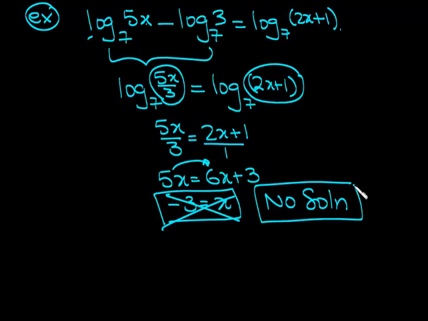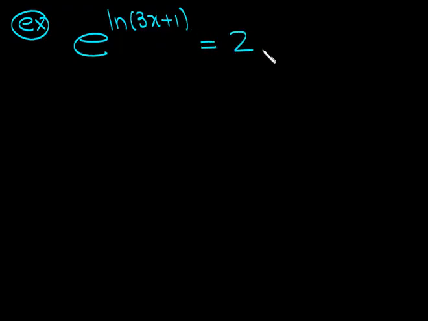Alright, so we took a look at a couple of these problems, and they're kind of nice problems. You just have to practice them, get a good feel for them. Let me go ahead and do like two special problems that don't fall in any of these categories, but let's start with this one. Let's say if you have e to the ln of 3x plus 1 is equal to 2. How do I solve this?